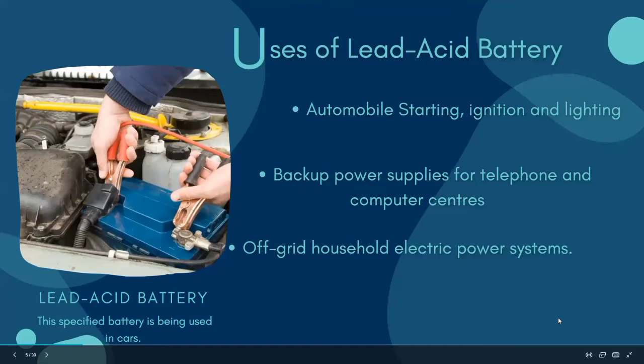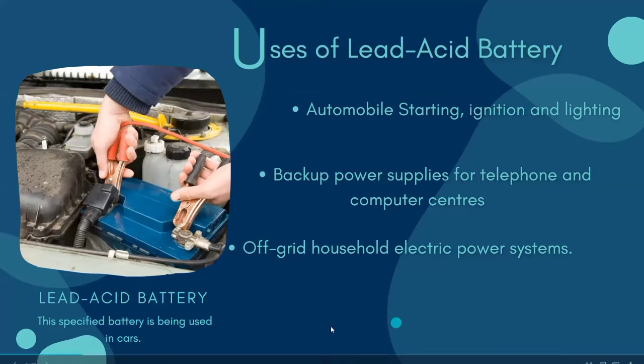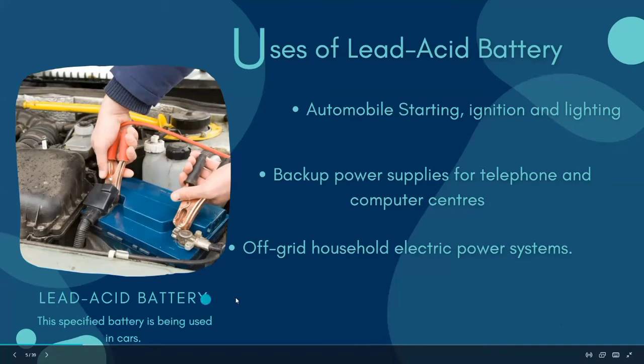They are also used in automobile starting, ignition, and lighting, off-grid household electric power systems, backup power supplies for telephone and computer centers, and much more things. Here is a picture of the lead acid battery being used.